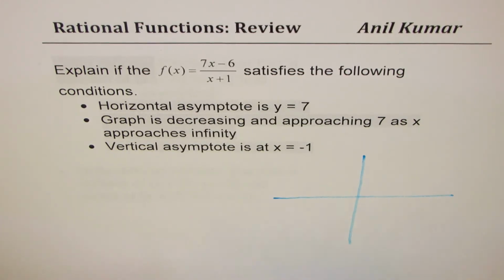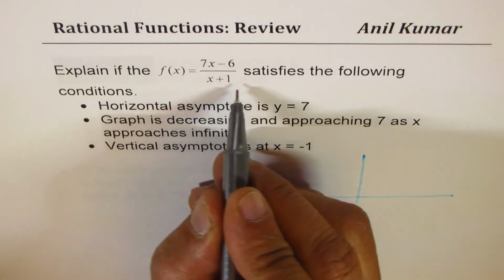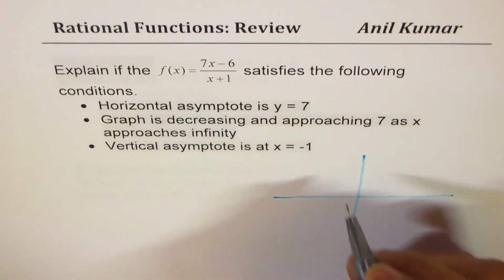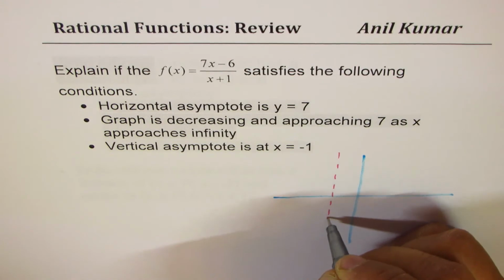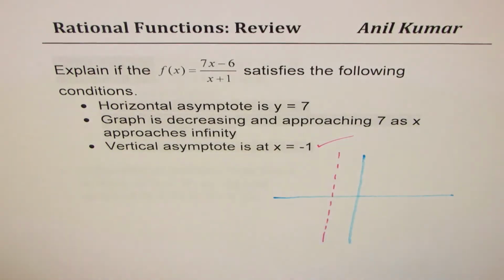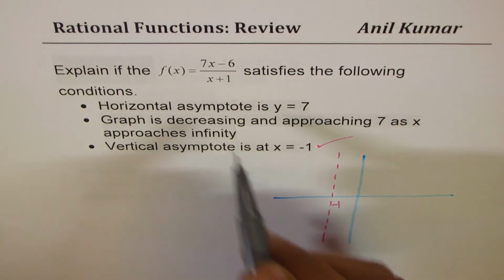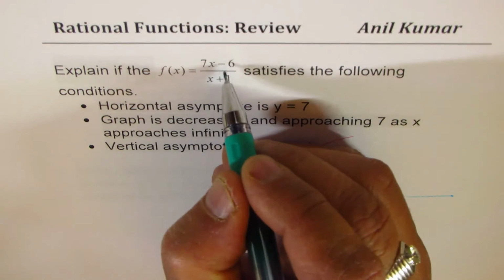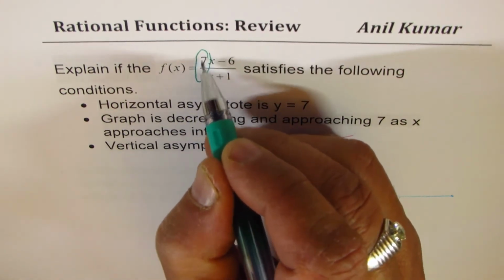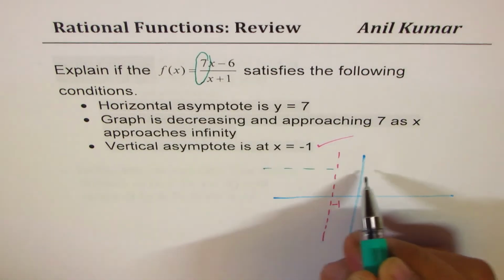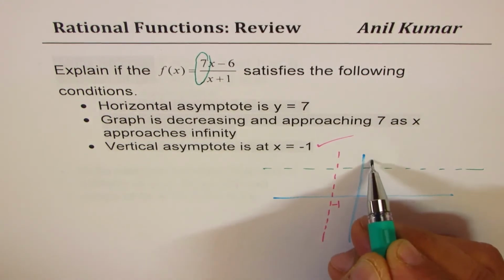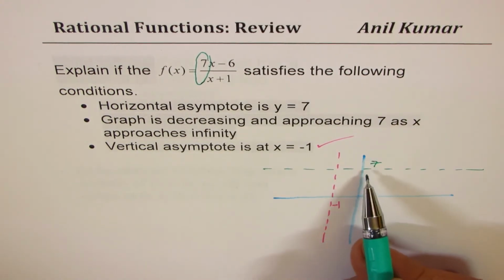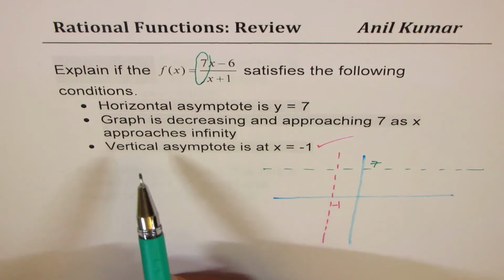What do we see? Vertical asymptote is where the denominator equals 0, so minus 1. Makes sense? Minus 1. So this is correct. So the vertical asymptote is when the denominator is 0. Perfect. For the horizontal asymptote, we'll check this ratio, 7 over 1. So let me draw here the horizontal asymptote, 7. Anyway, this is not given to us, we'll not bother.